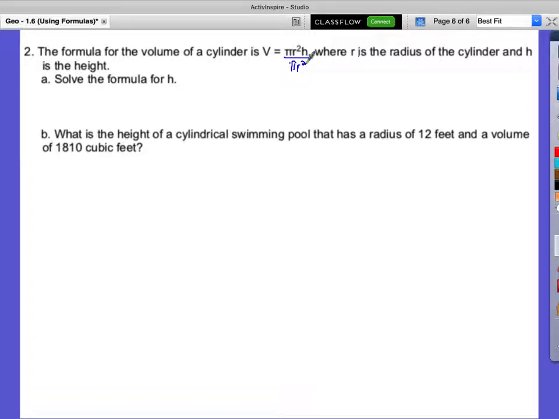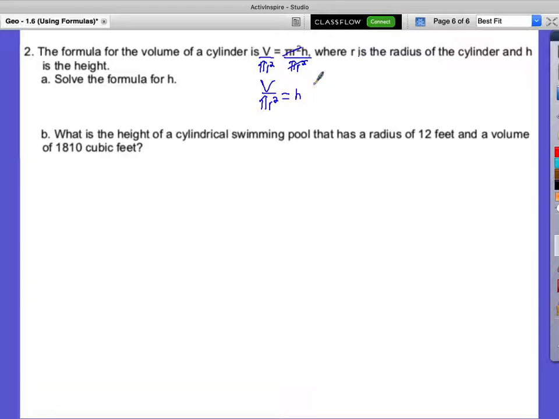If I divide on the right side by that, what am I dividing the left side by? Pi r squared. V over pi r squared is equal to, what's pi r squared divided by pi r squared? What's anything divided by itself? 1. So we're just left with 1 times h, which is h. So we have V over pi r squared is equal to h. What was your question, Taylor?